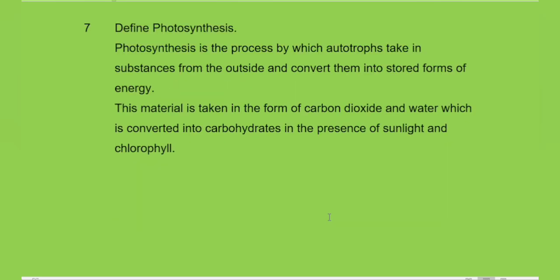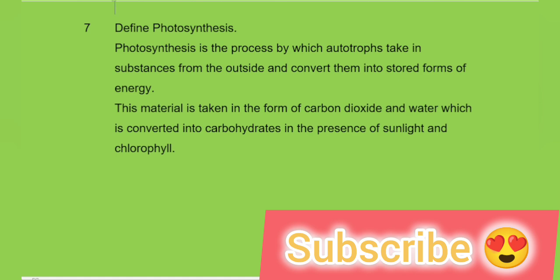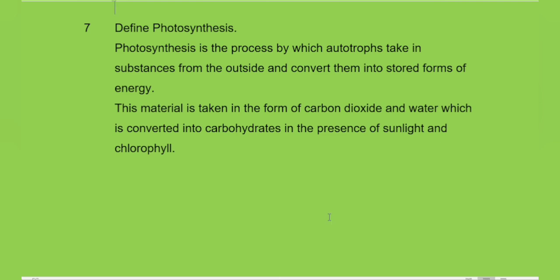Define photosynthesis. Photosynthesis, the name suggests photo means light, synthesis means prepare or manufacture. Photosynthesis is the process by which autotrophs take in substances from the outside and convert them into stored forms of energy. This material is taken in the form of carbon dioxide and water, which is converted into carbohydrates in the presence of sunlight and chlorophyll.